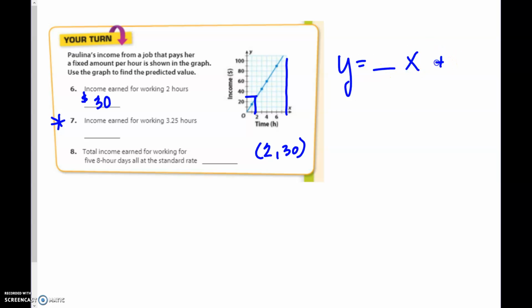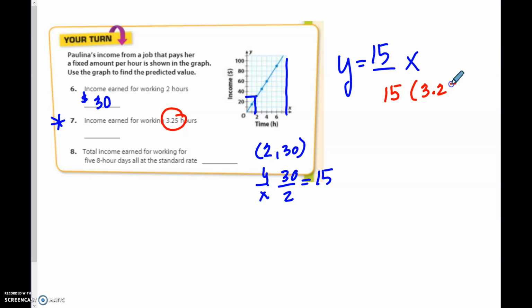Now, why am I not going to do that plus blank? If you look, is this going through the origin? And because it's going through the origin, remember we can just take y over x, which is going to be 30 over 2, and we can get that to be 15. So we can fill in 15 right here, and we know it doesn't have a y-intercept because it's going through the origin. So now we can just plug in our number here of 3.25 and take 15 times 3.25.